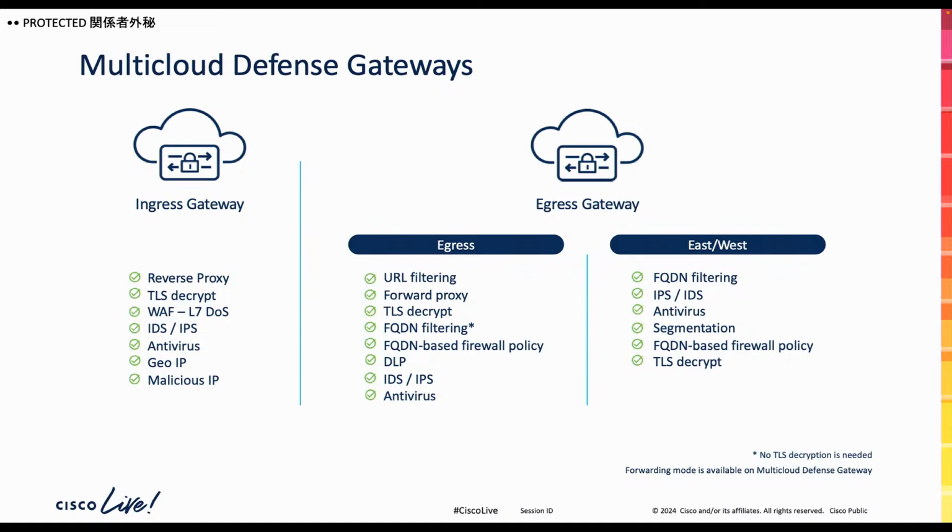OK. Oh, perfect. So what do the gateways do? The ingress gateway is helpful in doing reverse proxy, IPS IDS, traffic coming into your workload on the cloud, right? Has geolocation enabled, so you can track where the traffic's coming from, and can also identify malicious IPs. The egress is for applications or endpoints, well, mostly applications, in your cloud, responding back to an incoming request, right? So FQDN-based filtering, IPS IDS also, and TLS decryption.